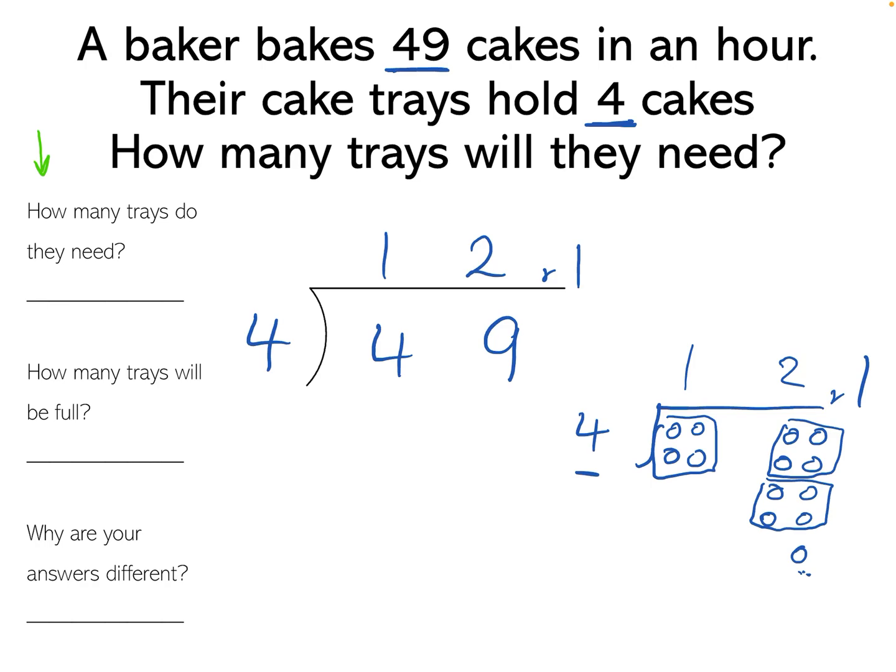So, we know that. How many trays is this person going to need? Have a think about that. If they've got 12 cakes and they've got 1 left over, how many trays are they going to need? They're going to need the 13 trays, aren't they?